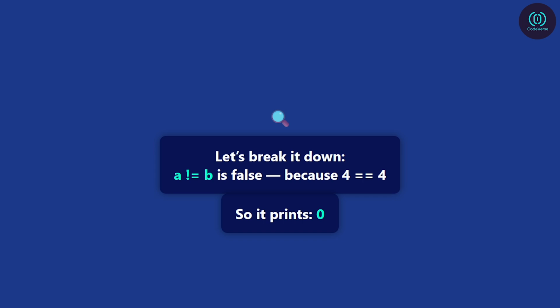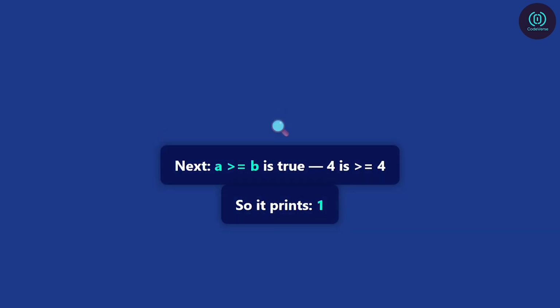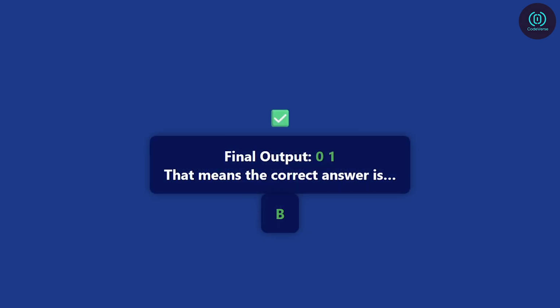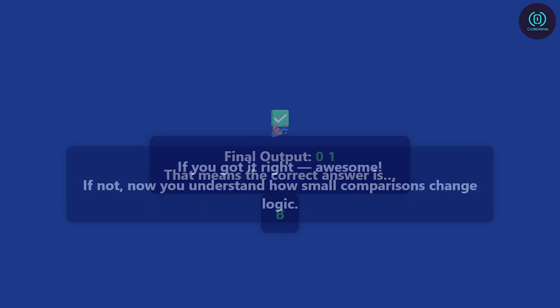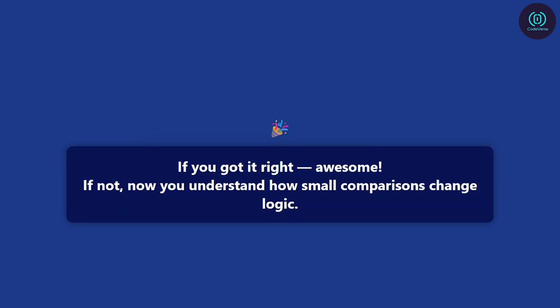Ready? Let's break it down. First, a not equal to b is false, because 4 is equal to 4. So that prints 0. Then, a greater than or equal to b is true, because 4 is indeed greater than or equal to 4. So that prints 1. Final output, 0 1. So the correct answer is B. If you got that right, awesome. If not, don't worry. Now you see how these tiny comparisons can have a big impact.